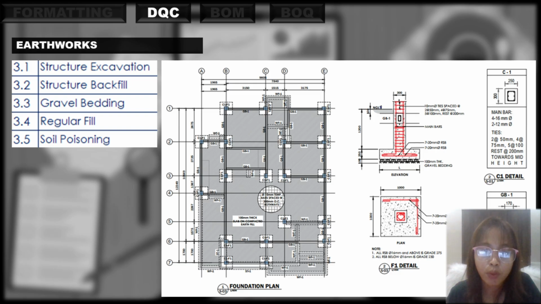Since our example is a bungalow building, we start our computation with earthworks. DQC for earthworks includes structure excavation, structure backfill, gravel bedding, regular fill, and soil poisoning. We base our computation on the structural plan, specifically the foundation plan and cross-section details of footings, columns, ground floor slab, and grade beams.